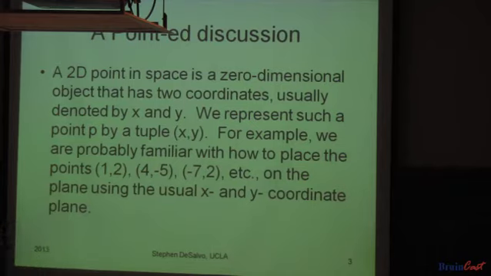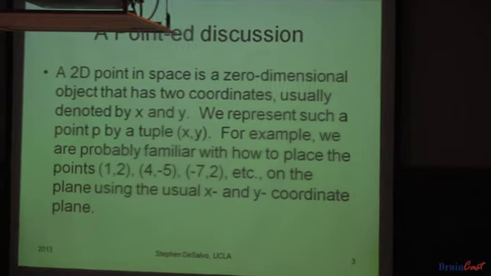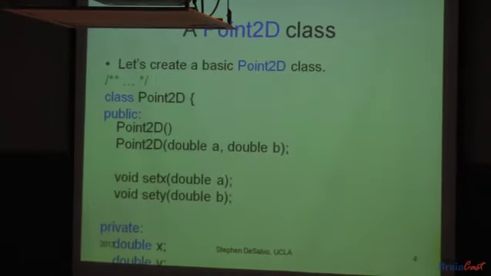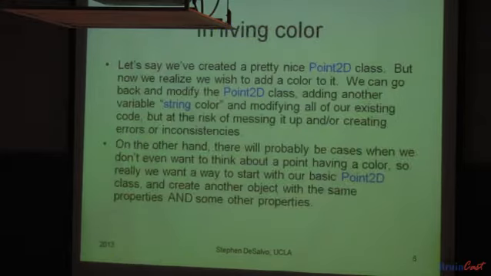So you have a bunch of points, 1, 2, 4, minus 5, minus 7, 2. You just store them as two doubles, basically. There's double x, there's double y, and you have some constructors, you have some member functions, things like that. Now, that's 10A. That's all fine and dandy.